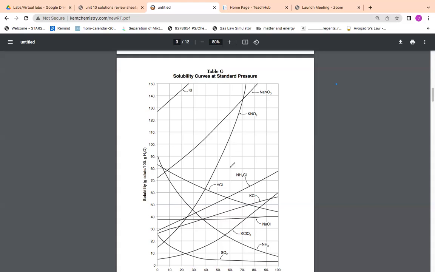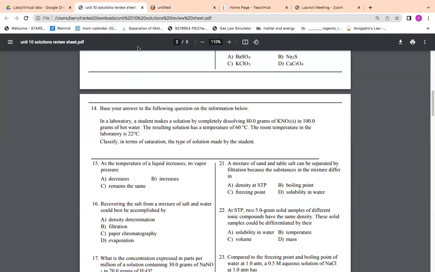Again, 60 degrees, 80 grams right here. So, and we're looking at this line right here. So we are underneath the line at this point. So the way that we would classify this solution would be that it is just unsaturated. So literally all you have to do is just say unsaturated. You don't have to write a whole thesis. Just unsaturated. That's good. Leave it like that.